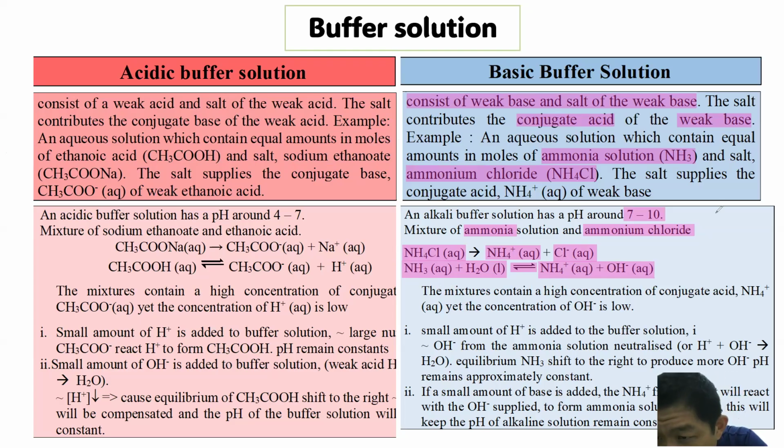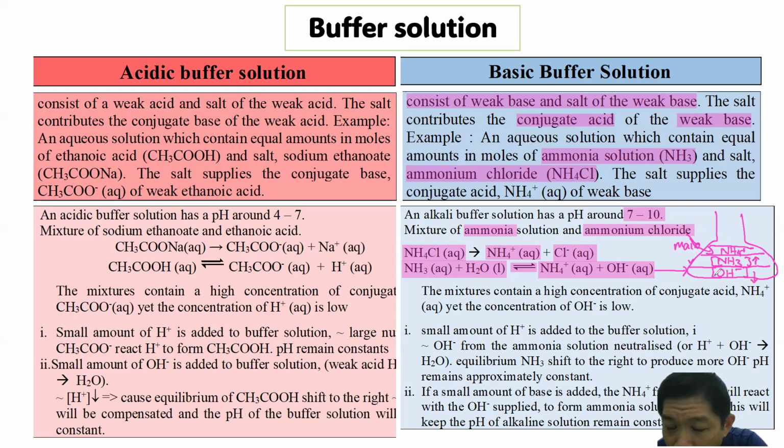What are the three main components inside the mixture of the basic buffer solution? You basically have the OH-, the NH3, and the NH4+. The NH4+ came mainly from the ammonium chloride, while the OH- comes from the dissociation of the NH3. Of course, in terms of concentration, NH3 has a much higher concentration compared to the OH-, which is very low.